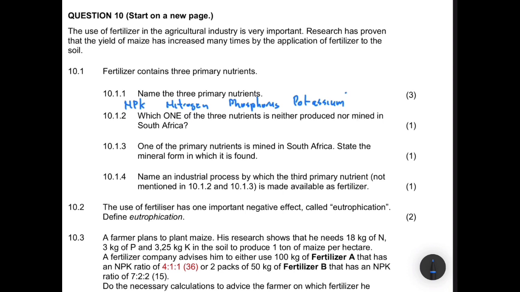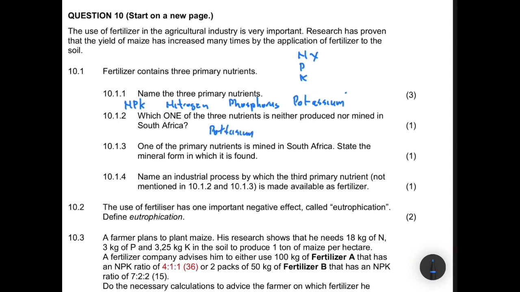And then 10.1.2 says which of the three nutrients is neither produced nor mined in South Africa? So we have NPK, right? Nitrogen gas. That's a gas, right? We find it everywhere. It's basically dry air. So we're definitely not talking about nitrogen. Now the solution is between phosphorus and potassium, right? Phosphorus is mined in Phalaborwa by a company called Foskor, right? So the nutrient that is neither mined nor produced is potassium, right?